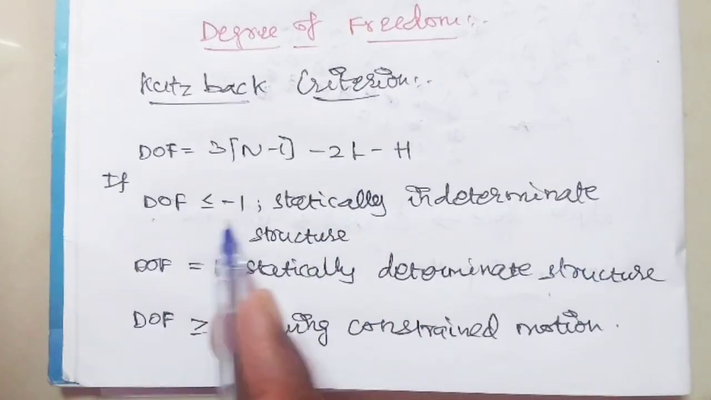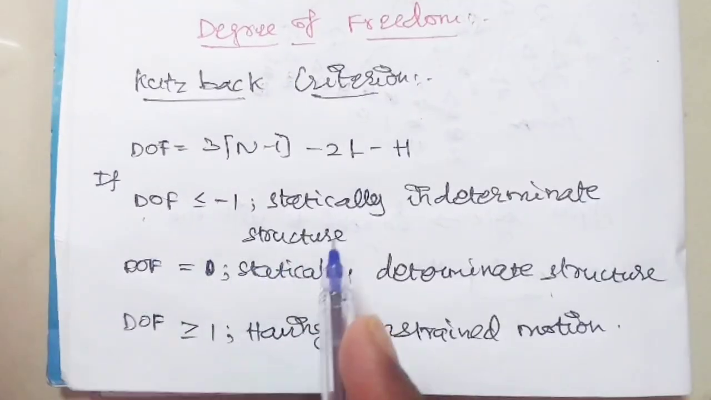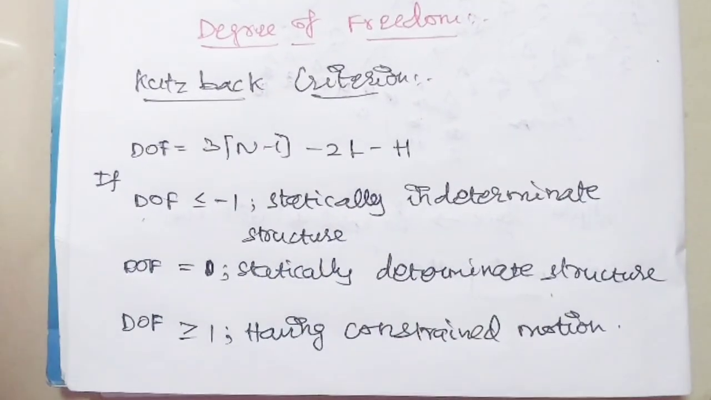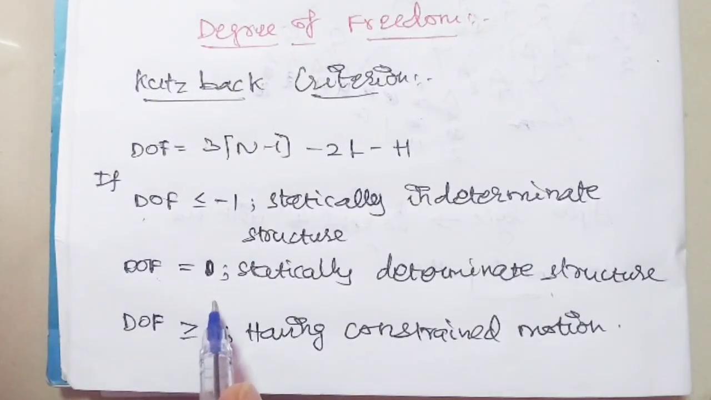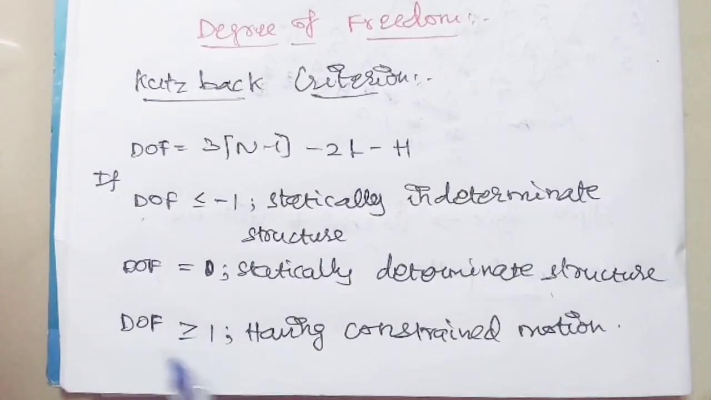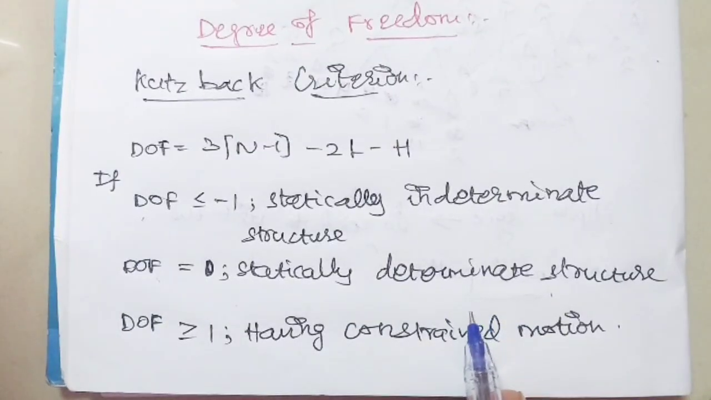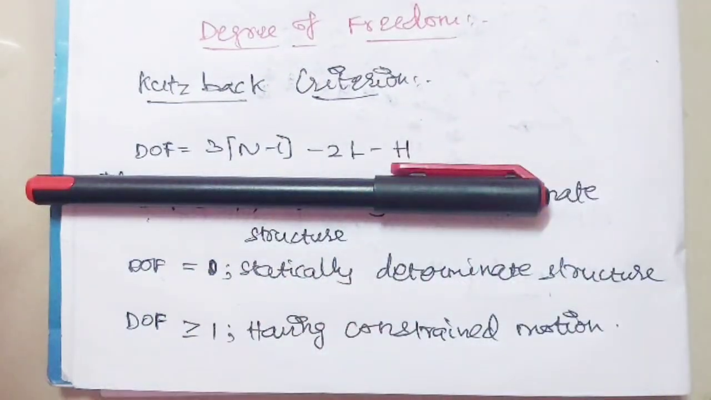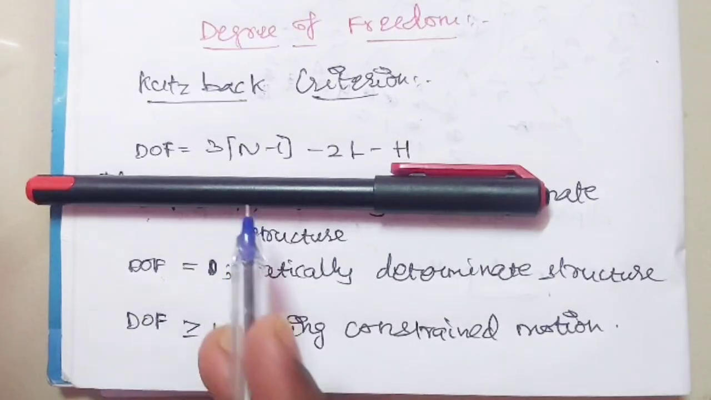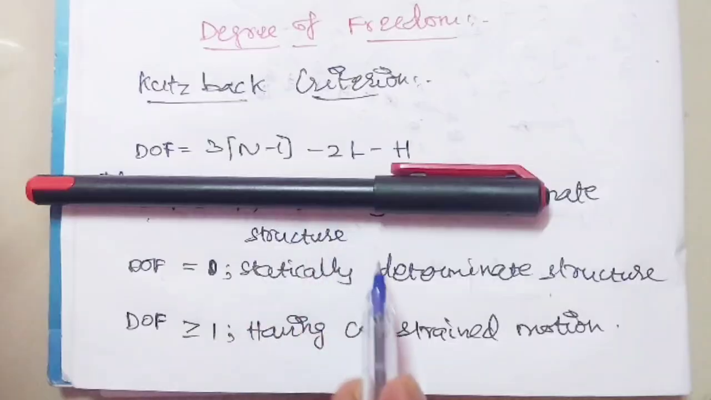If the degree of freedom is less than minus 1, there is no motion, so it is said to be a statically indeterminate structure. And then degree of freedom is 0. Degree of freedom 0 means there is no movement for that material, component or system. If there is no movement, it is said to be a statically determinate structure. We can determine it because there is no motion. If you take the pen and keep it here, and there is no movement in any direction, then the degree of freedom is 0. So it is a statically determinate structure.